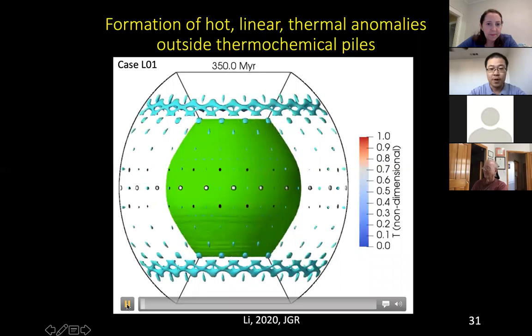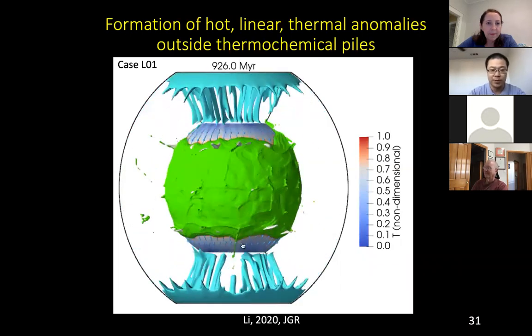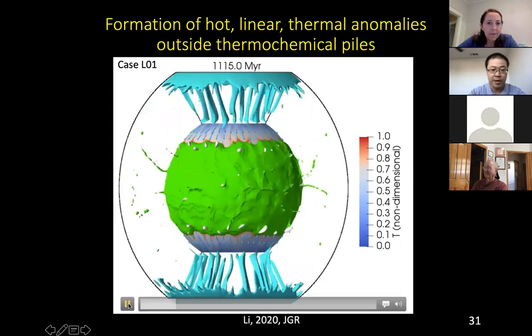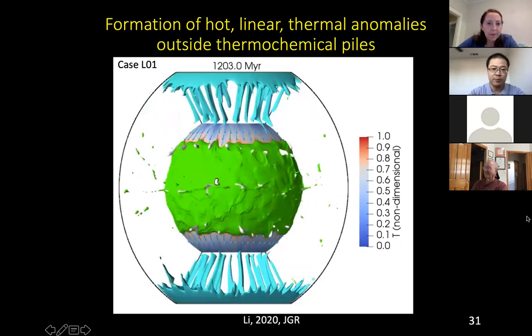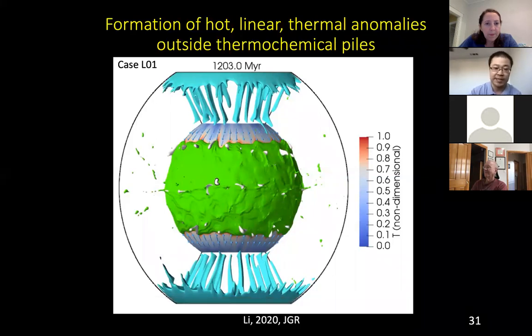So some crazy things are happening at the beginning because of initial condition effects, but let's look at the movie running for a while. Let me pause here to explain what you are seeing right now. There are several important features. In the center, the green color represents the thermochemical pile, which is intrinsically denser than the surrounding mantle.